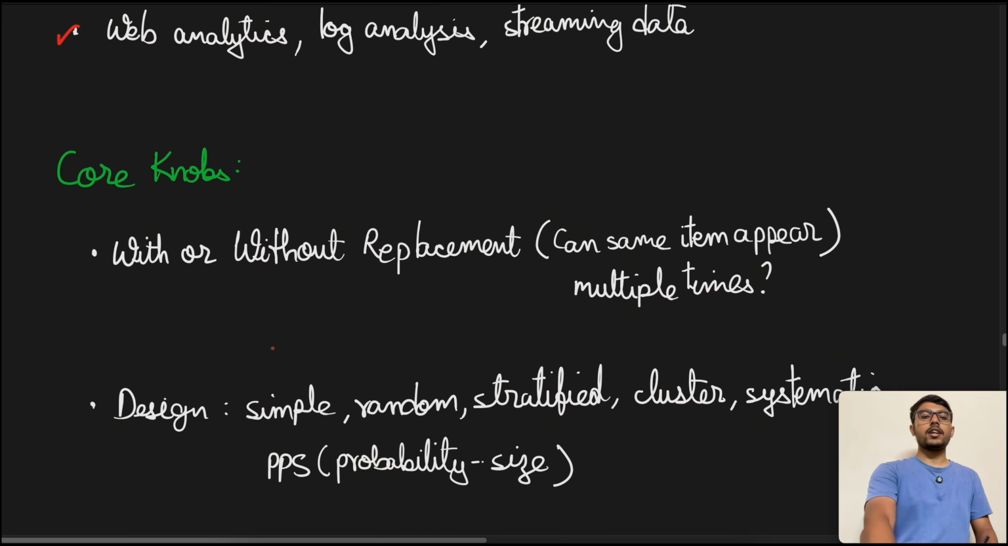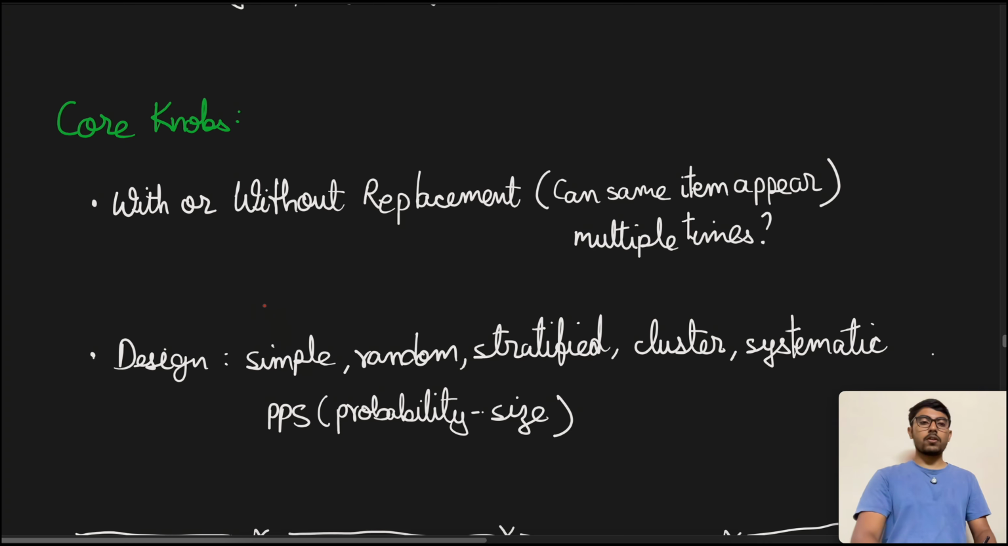Okay. Now, we will look at some of the core knobs of sampling which help us determine the different types of it as well. One is with or without replacement. In simple terms, can the same item appear multiple times in a sample, right. That is what is meant by with or without replacement, right. So, if in the population there happens to be no shortage of samples, or the population stays the same when you bring out the sample, it means that we are dealing with sampling with replacement, right.